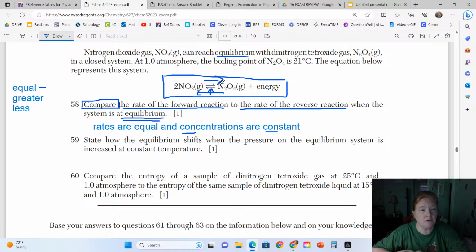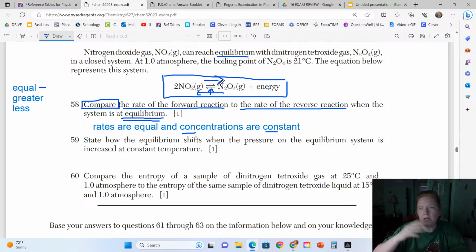You would have gotten credit for this question if you just wrote equal. If you literally just wrote the word equal, or just wrote the word same, you would get full credit. You could write out a lot of words like the rate of the forward reaction is equal to the rate of the reverse reaction, but that's not necessary. You could say rates are equal or just plain old equal.